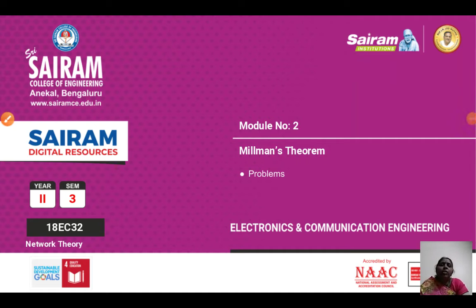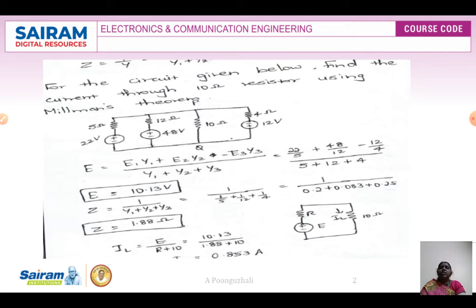In the previous video, we saw the statement and proof of Millman's theorem. Now we'll see the problems on Millman's theorem. First, for the circuit given below, find the current through the 10 ohm resistance using Millman's theorem.